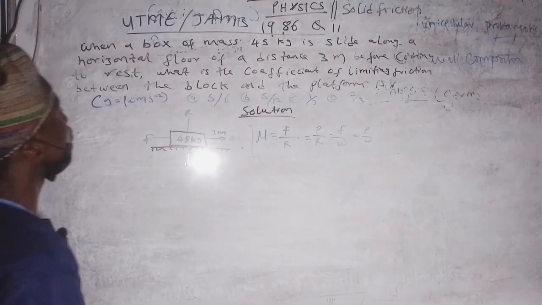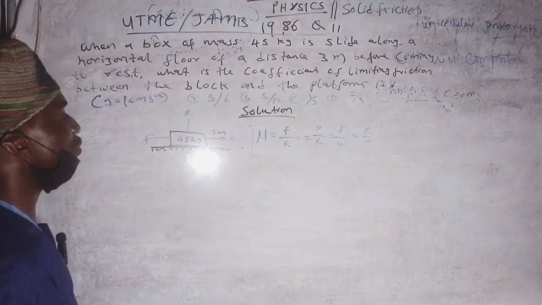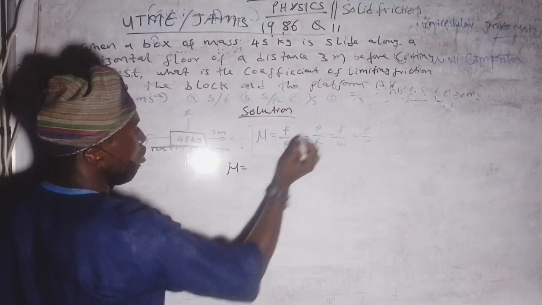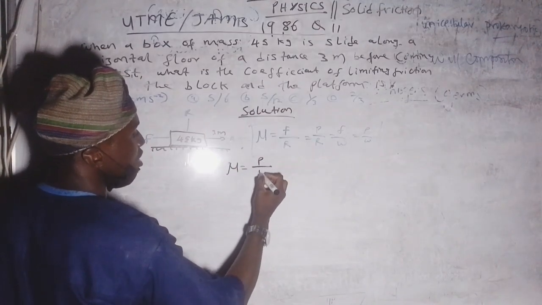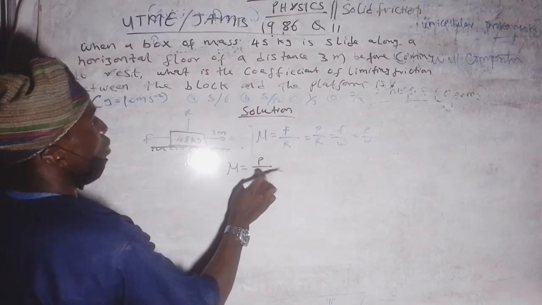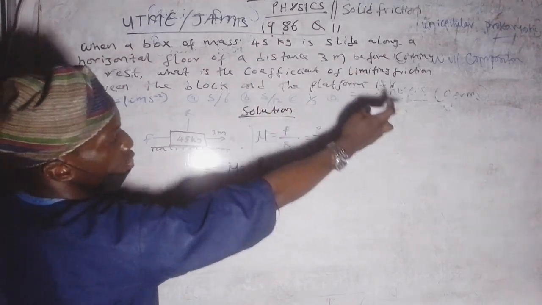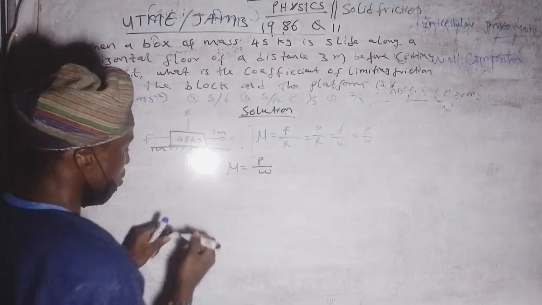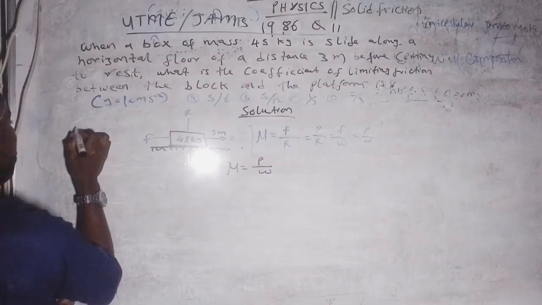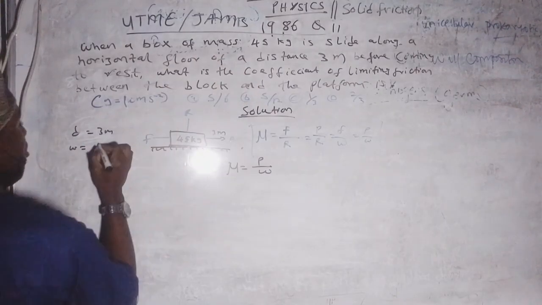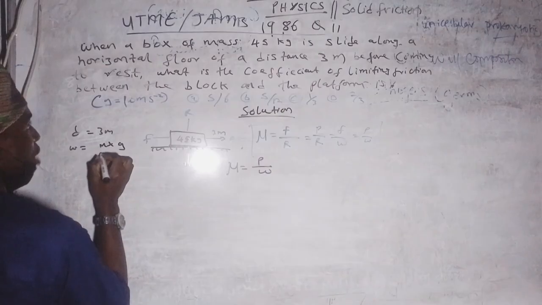So for us to know the coefficient of static friction, we are going to use this formula: coefficient equal to what? Applied force over weight. You understand? Since we are not given the reaction, and our weight will always be equal to the reaction, we can get weight by doing 45 times acceleration due to gravity. We are looking for the coefficient of static friction. Are we given the applied force? No. But how are we going to get it? What are we given? We are given the distance to be 3 meters, and weight, which is mass times acceleration due to gravity. What's our mass?